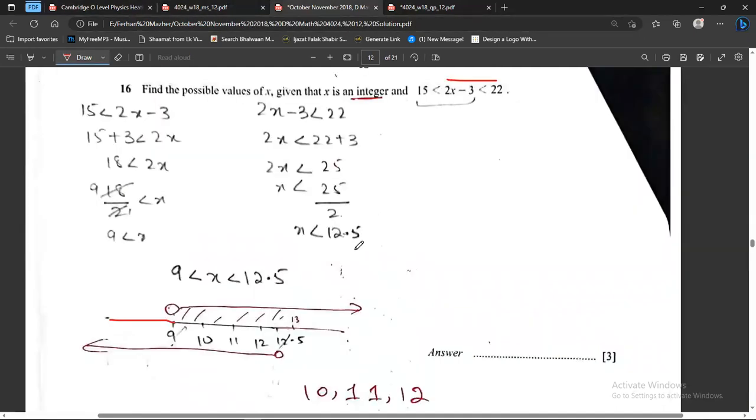The marking scheme is showing up on your screen. This is question number 16, its solution. Okay, so we are going to the next question.